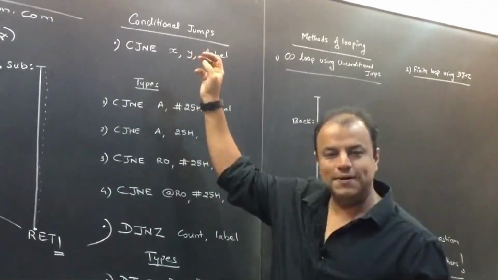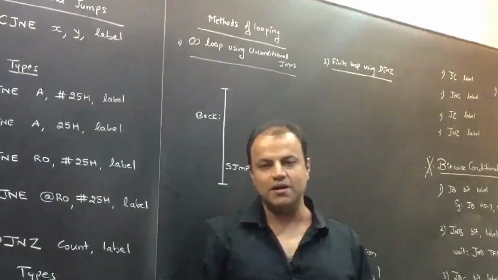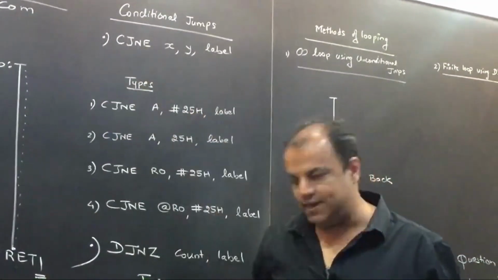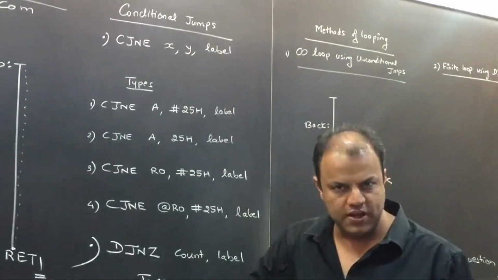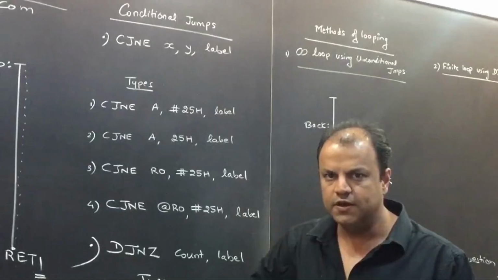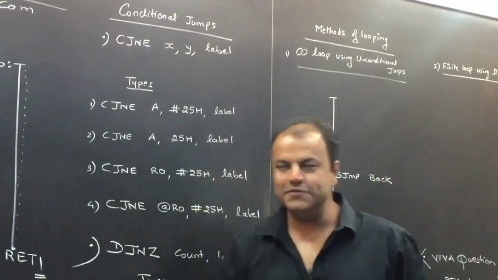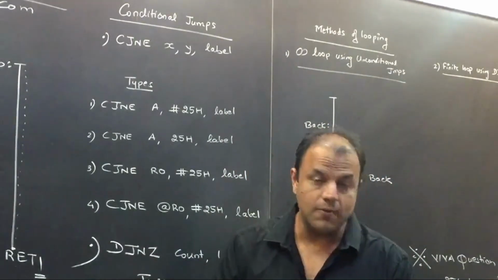Now, what we're learning is a list of conditional jumps. All of them are conditional jumps, different types of conditional jumps. There's something called CJNE, not used very often. Yes, it is used. The matrix keyboard program is a classic example where it is used. I have done that program, and the video for that is also there. Check it out, please.